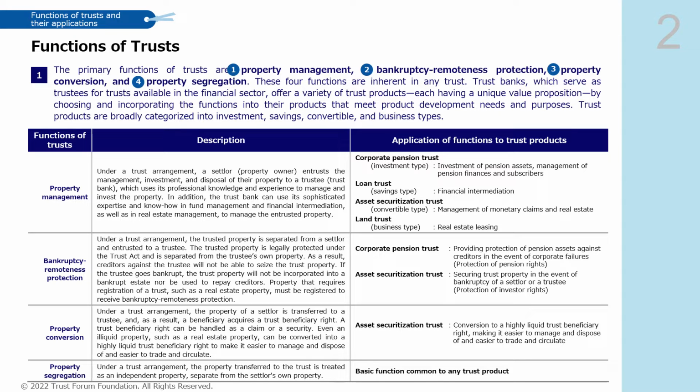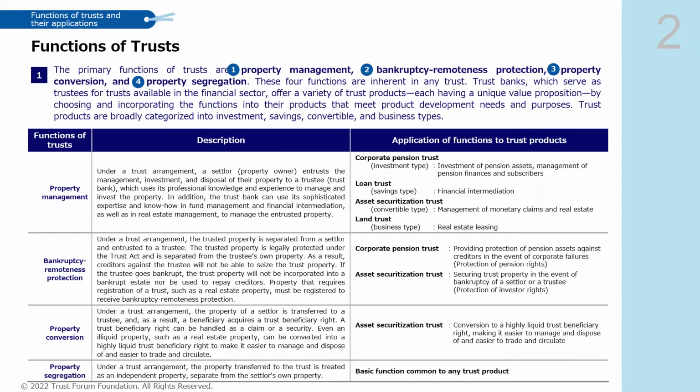In post-war Japan, trust banks drove the growth of the trust business in the financial sector. As part of talking about applications of trust functions, I'll touch on trust products and services offered by trust banks. A trust arrangement under which a trust bank serves as a trustee is sometimes called a business or a commercial trust. In the previous session, we learned that a trust has property management, bankruptcy remoteness protection, and property conversion functions.